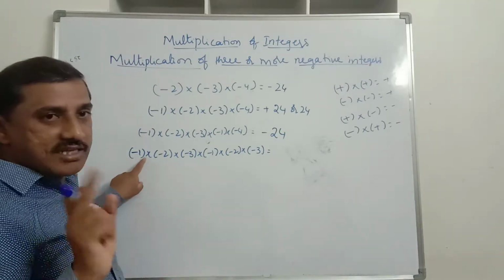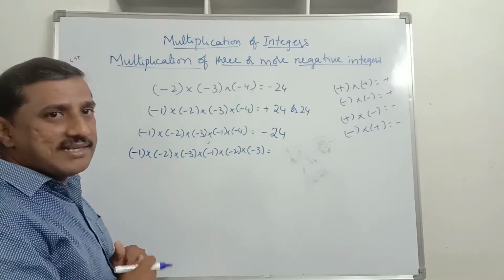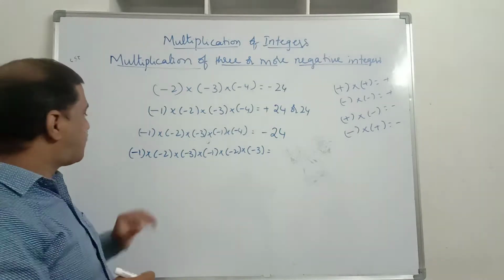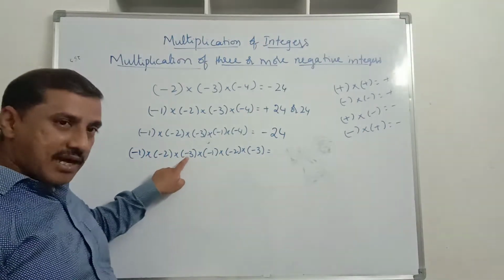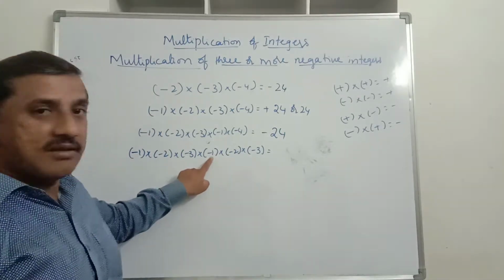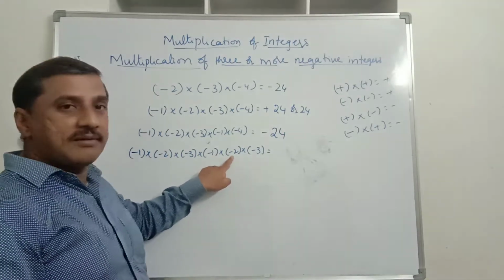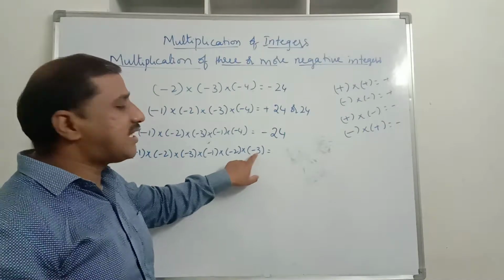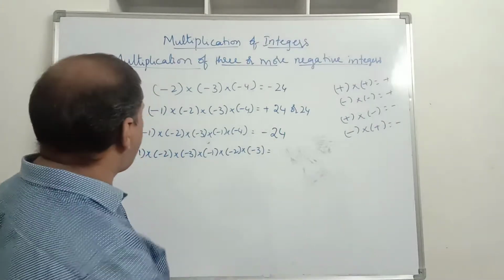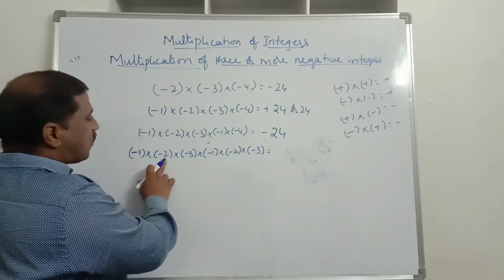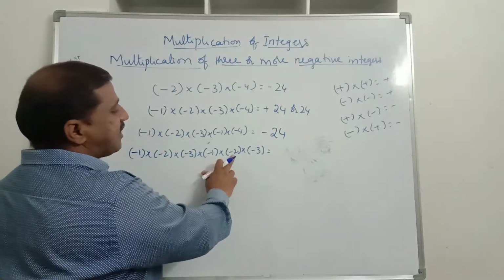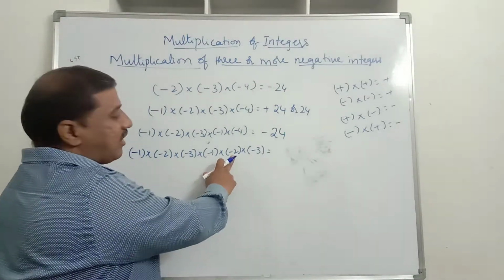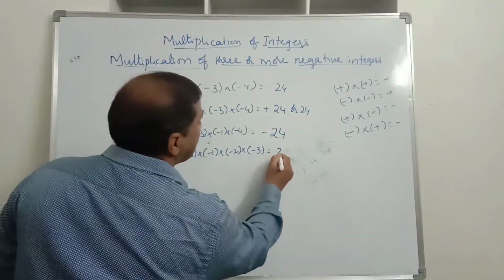The first step is to multiply the arithmetic signs, then multiply the numbers. Minus into minus, it is plus, plus into minus, minus, minus into minus, plus, plus into minus, minus, minus into minus, it is plus. Again we got plus. Now multiply the numbers. 1 into 2, 2. 2 into 3, 6. 6 into 1, 6. 6 into 2, 12. 12 into 3, 36.